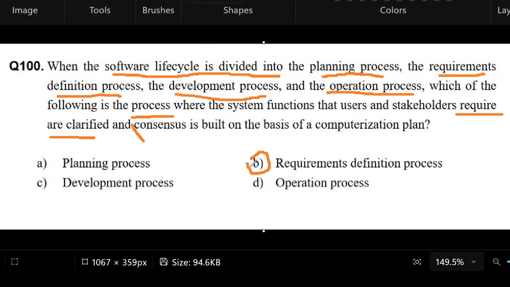Because again, what we want is to clarify the requirements from the users and stakeholders. And so because of that, the rest of the choices that we got here are not really the answers that we're looking for. And the best answer would really be the requirements definition process. Okay, so letter B is the correct answer.